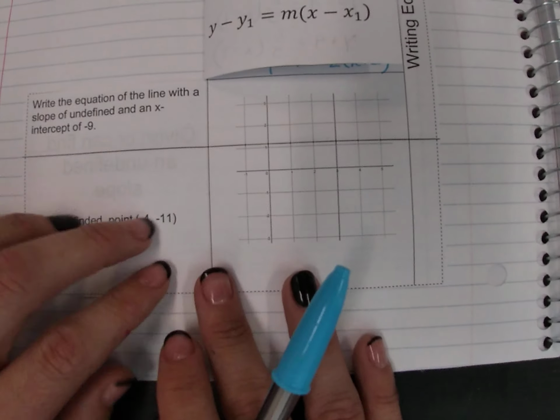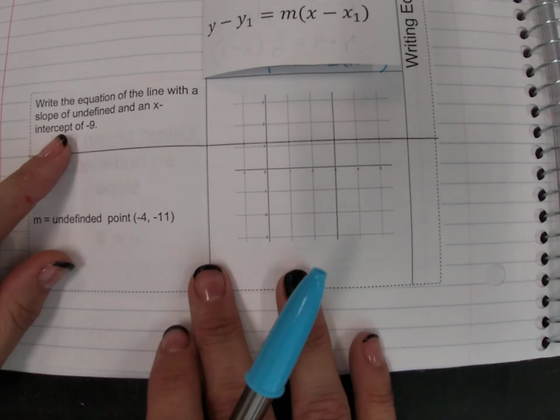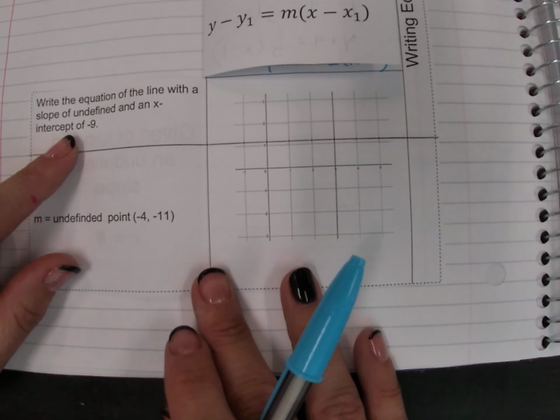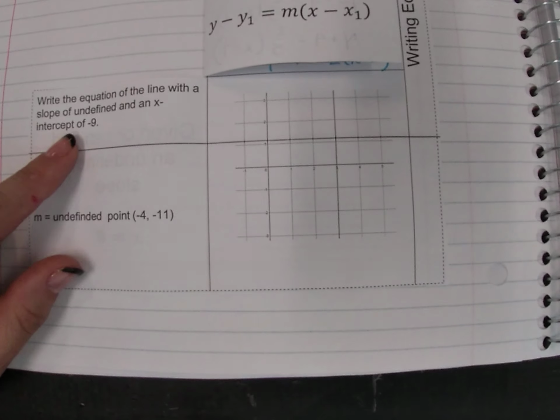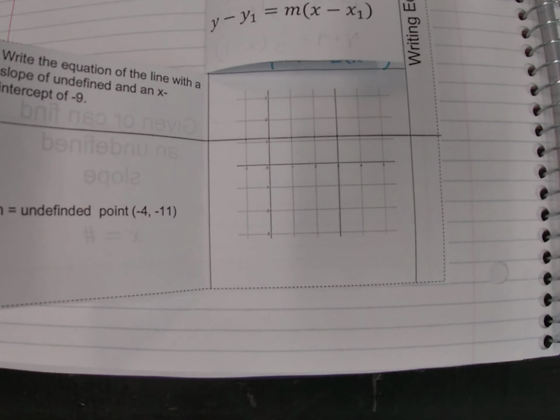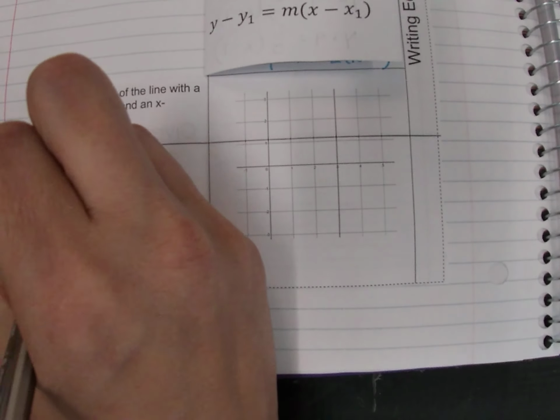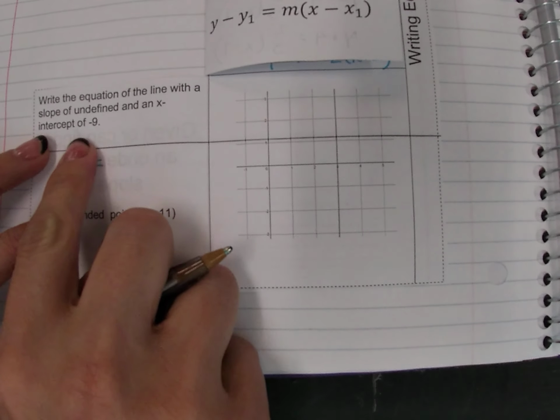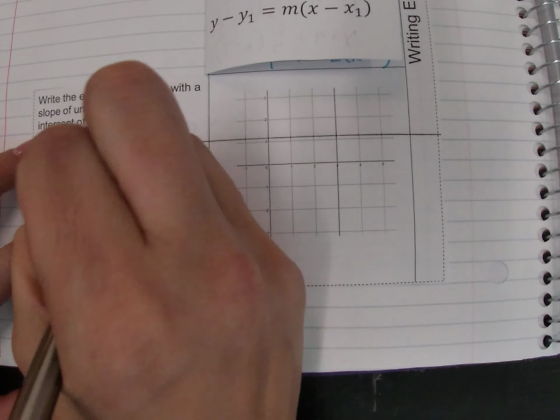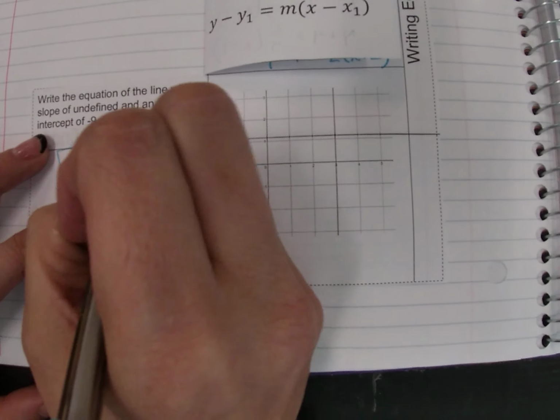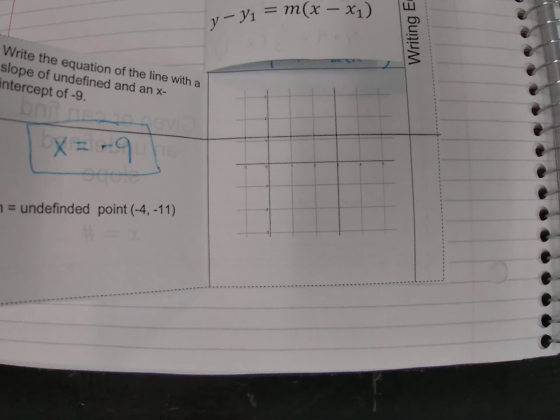So for example, if we were asked to write the equation of a line with a slope of undefined and an x-intercept of negative 9, right? We instantly know that it's undefined slope, which means we are instantly going to write down x equals. What does it tell us x equals in this problem? Negative 9. So our equation is just x equals negative 9. That is a vertical line. Undefined slope is always a vertical line.